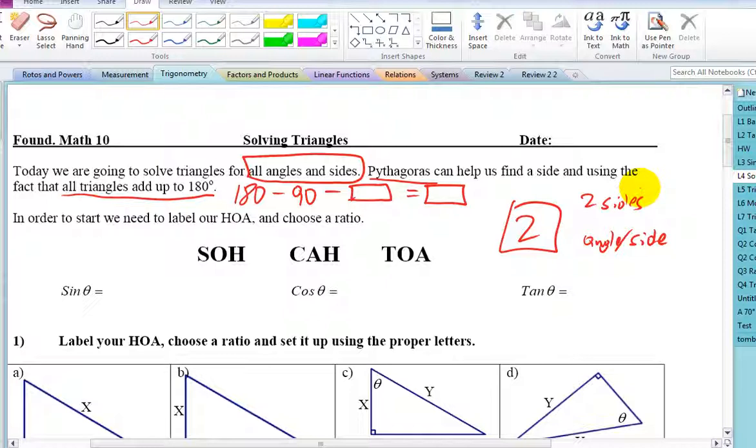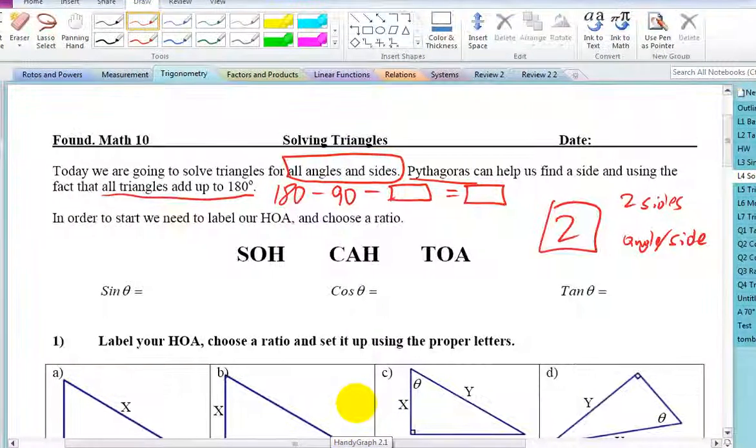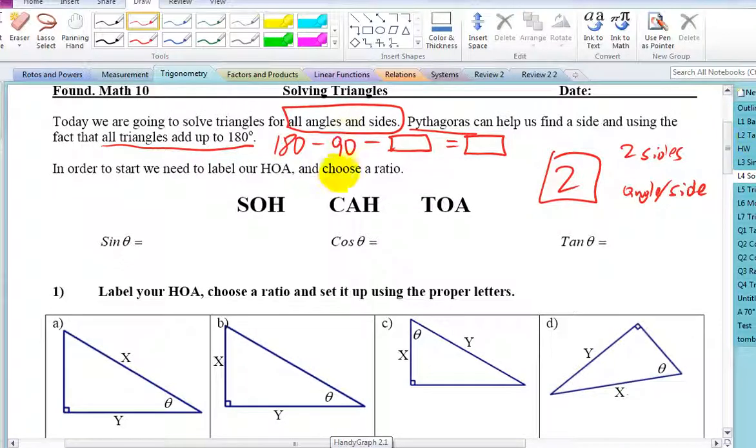So what we're going to do today, since we have to choose a ratio, is practice choosing a ratio. What does SO stand for? Sine equals opposite over hypotenuse. So we have to have an angle there, like theta or a number. You cannot leave it blank.